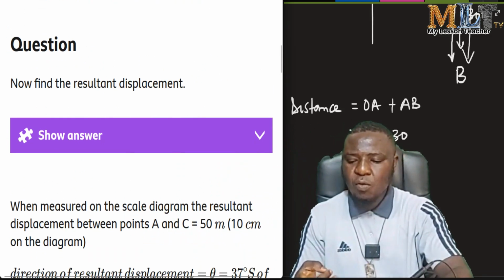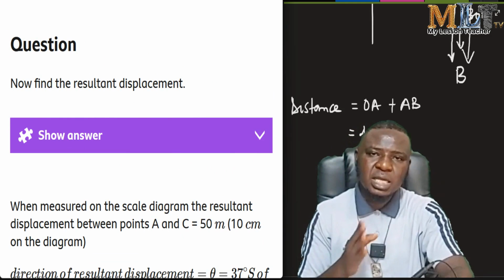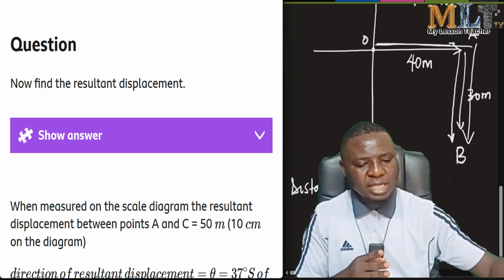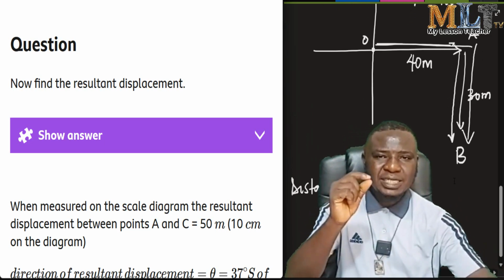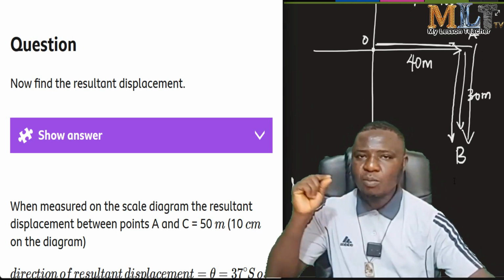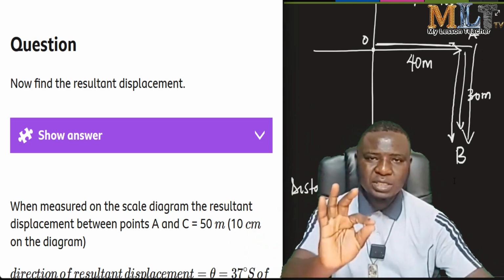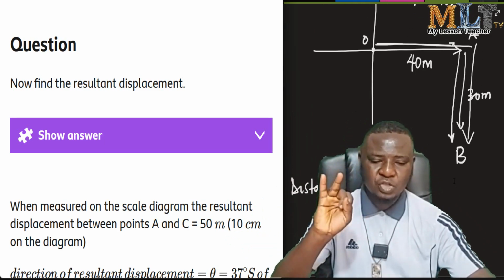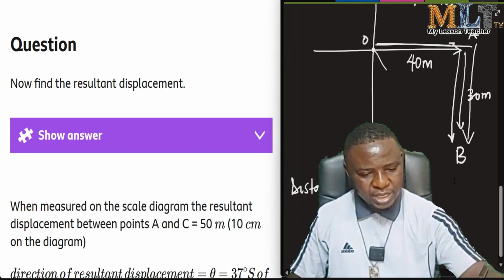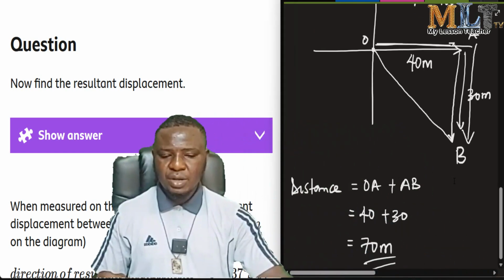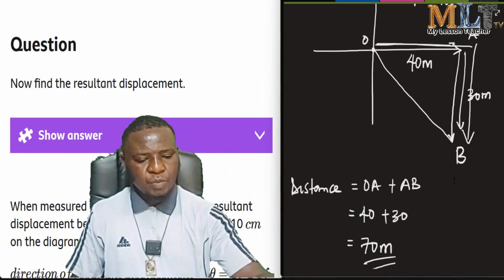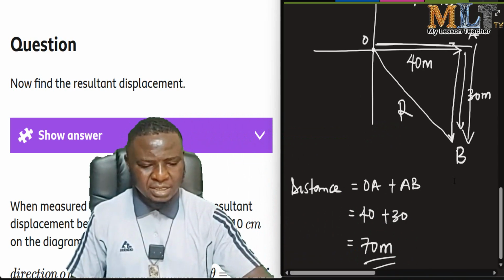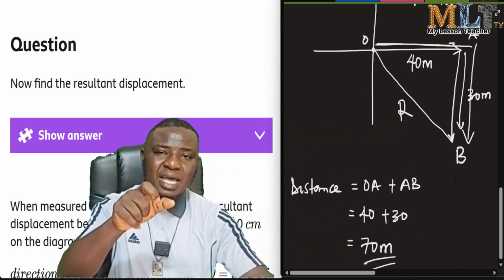The question says, now find the resultant displacement. The resultant displacement talks about the distance she had covered from the origin where she started and in what direction. Remember, we said vector quantities have magnitude and direction. So the resultant will be this. So this is said to be the resultant of her distance, and then we are also going to look at the direction.